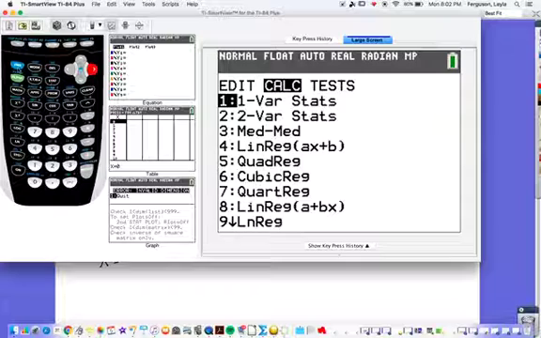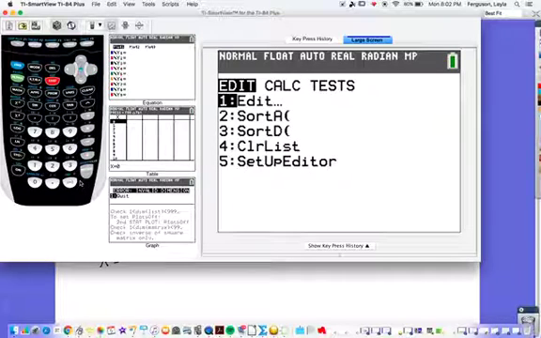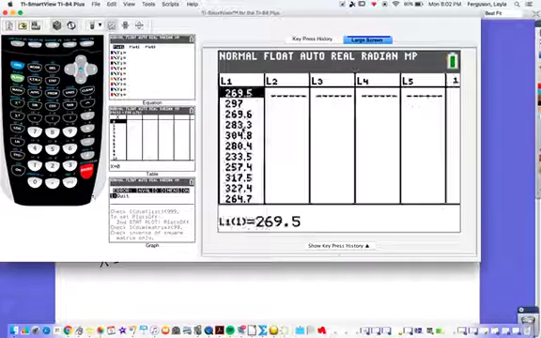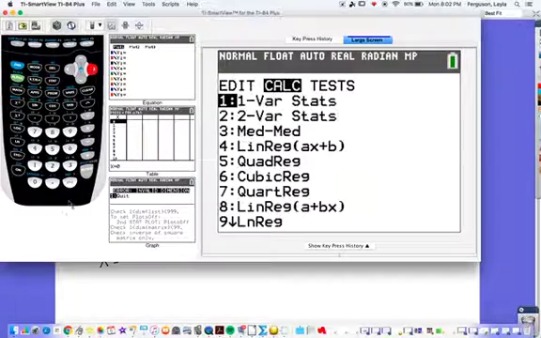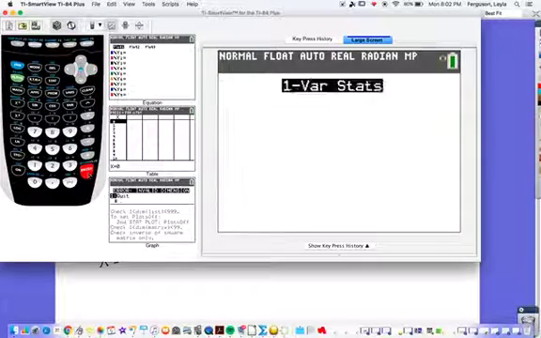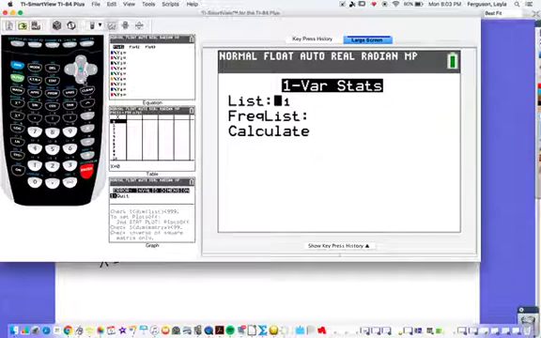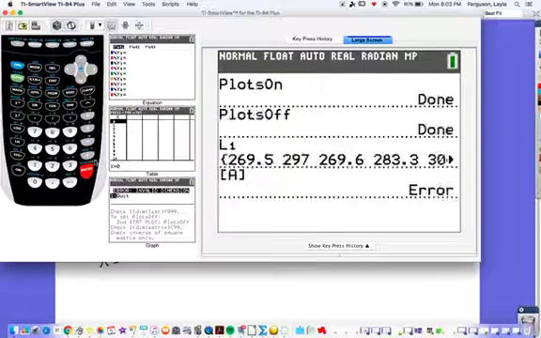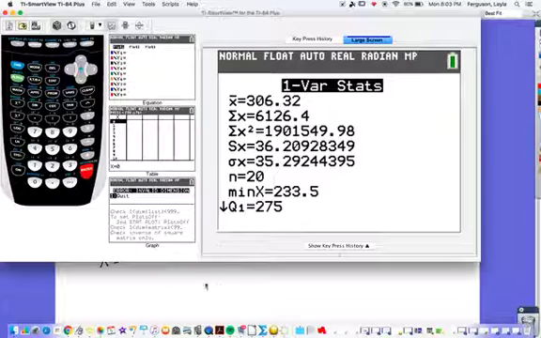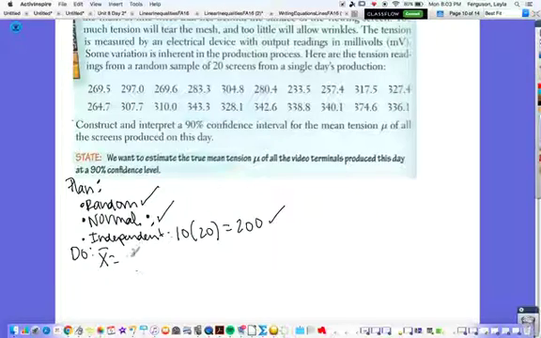So one more time. Go to stat, edit, everything in the list. Then you go to stat again, go over to calc, and you're going to go to one var stats, and that will calculate your x bar for you. So then I'm going to go to calculator, and x bar is 306.32, and that is in millivolts.